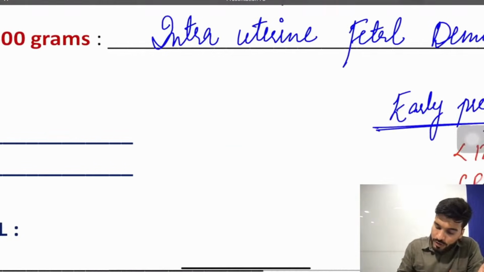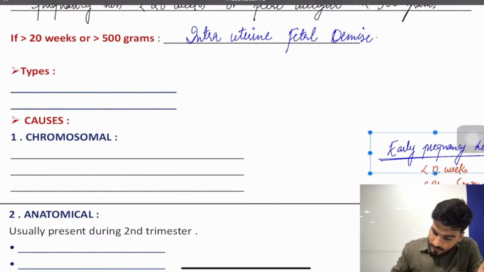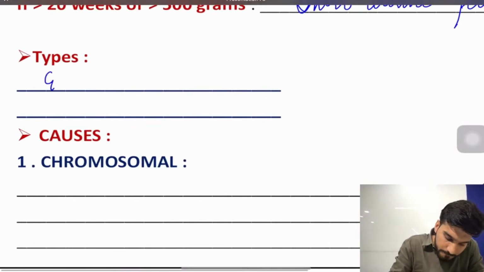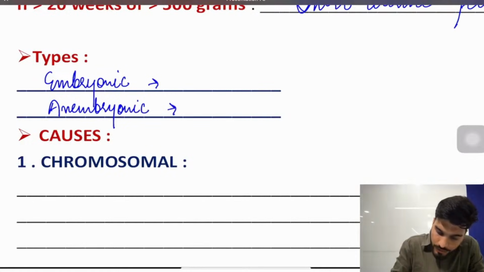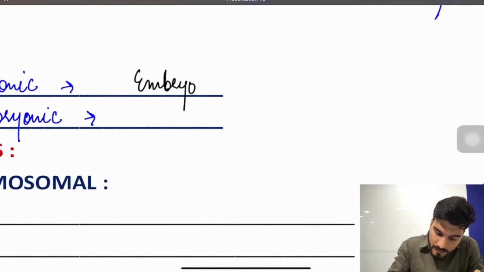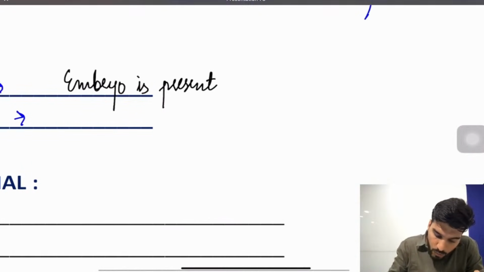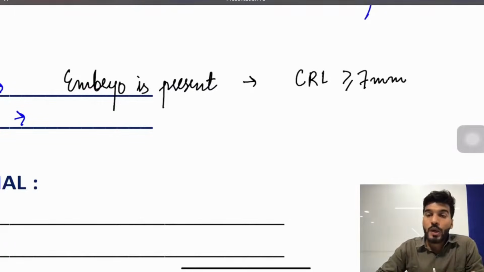Okay, now types of abortion. We have two types of abortion. We have embryonic, in which the embryo is formed, and we have anembryonic. So what is embryonic abortion? It is a type of abortion in which the embryo is present, and the crown rump length is more than or equal to 7 mm.